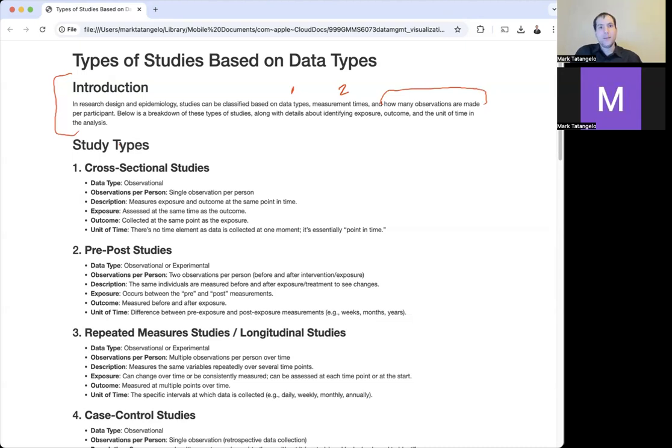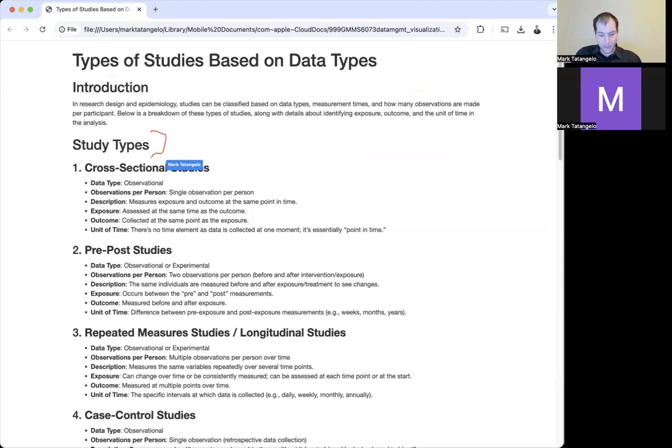These are the key items that you'll need in each analysis to note. So you'll need to note the exposure, you'll need to note the outcome, and then finally the unit of time. So those are the three key aspects in study design that you'll need to know. Okay, now down to study types.